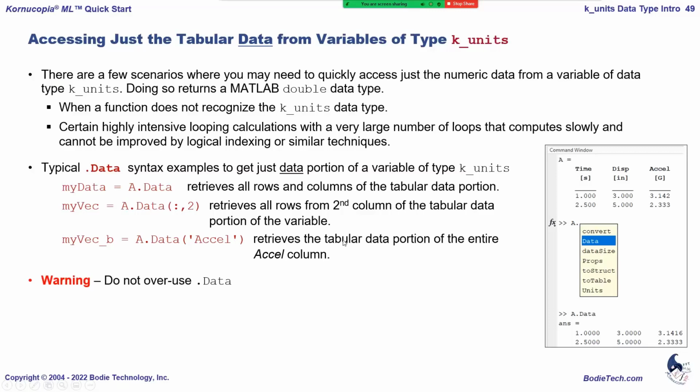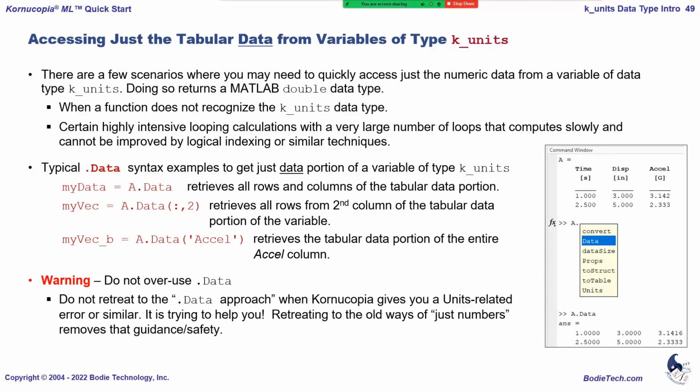A warning for you when you're starting to use Kornucopia: don't just do .data every time you get some error and you think, oh, I just need numbers. If you retreat to that approach, you are really destroying a lot of what Kornucopia is trying to help you with, which is to make sure that you don't make unit-related mistakes. You also lose the ability, if you're manipulating only numbers, to reference column names, and your scripts become much harder to look at. If you look at this example here, looking at the second column, I don't know what the second column is. Here it's clear I'm getting the acceleration column out of the data. So those are some things to be aware of related to manipulating your variables.